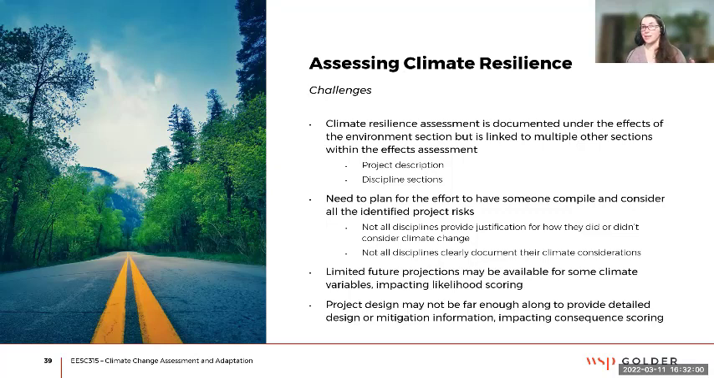It's not that it's all necessarily just going to be right there in an obvious way, because not all disciplines may clearly document their considerations or consider it the same way. Some are going to be qualitative, some are going to be quantitative. There is limited future projections for some climate variables, which can impact likelihood scoring. So if you were very worried about tornadoes, it is hard to find future projections of tornadoes. So that's something just to be aware of. And the project design itself may not be far enough along to provide detailed design or mitigation information, which can impact your consequence scoring. So again, it comes down to that transparent documentation and making sure all of your assumptions are well-founded and clear.